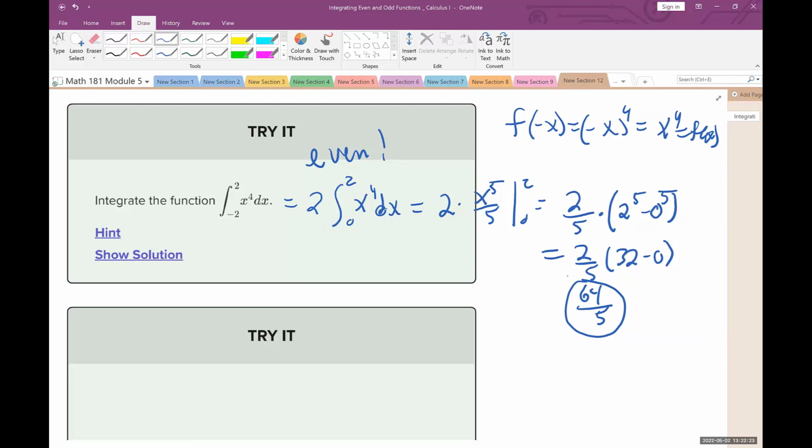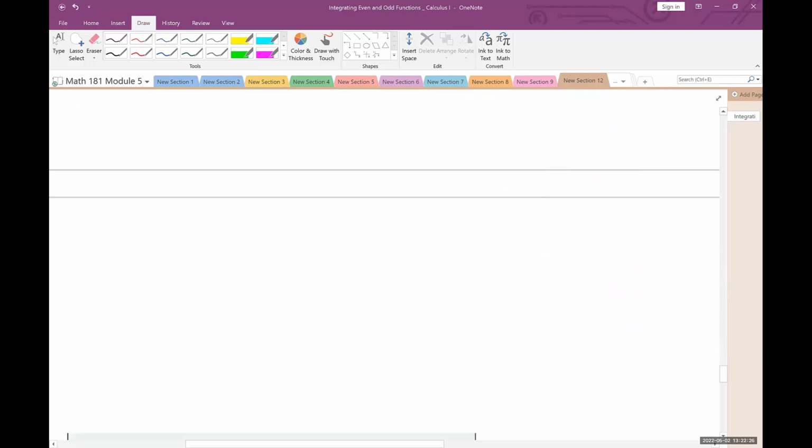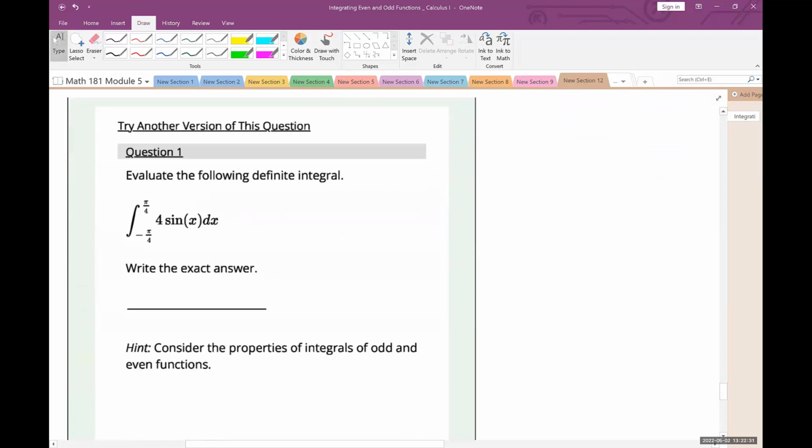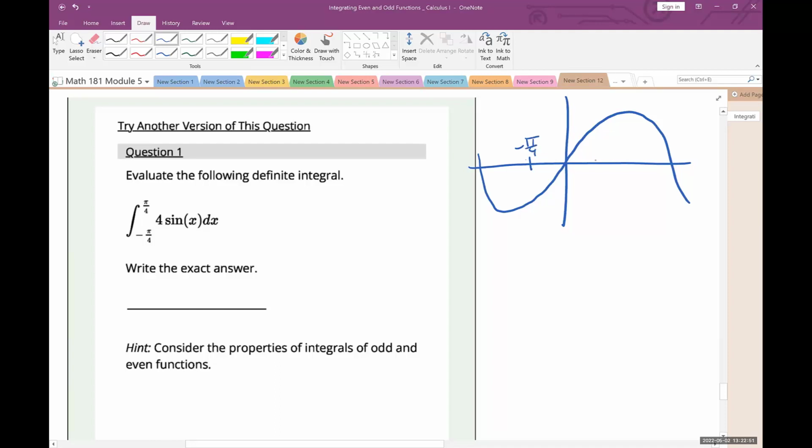One last problem from this section. I don't think it printed out. I did do it. There it is. Okay, we have the integral from negative pi over 4 to pi over 4 of 4 sine x. So think about what sine is. Sine has a curve like this, and negative pi over 4 is here, and pi over 4 is here. I'm not too concerned about you getting these shapes down, but just knowing what kind of function this is.